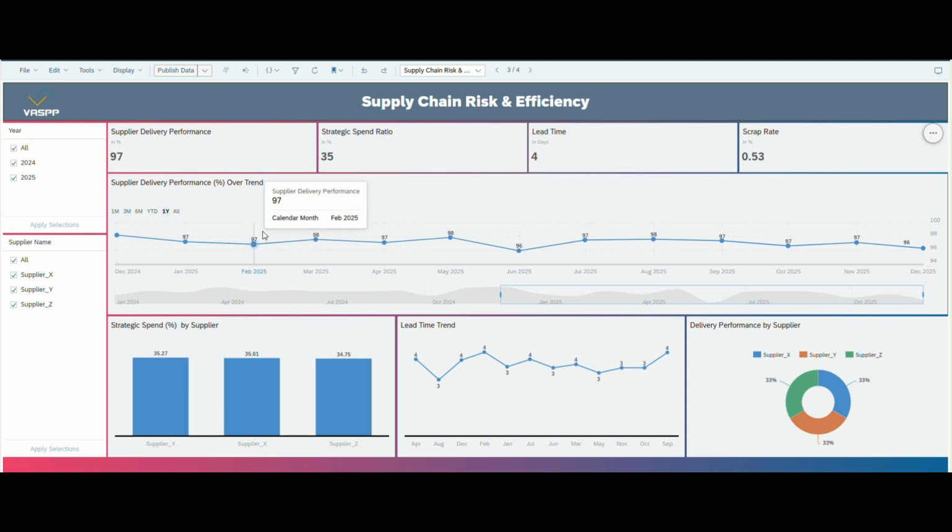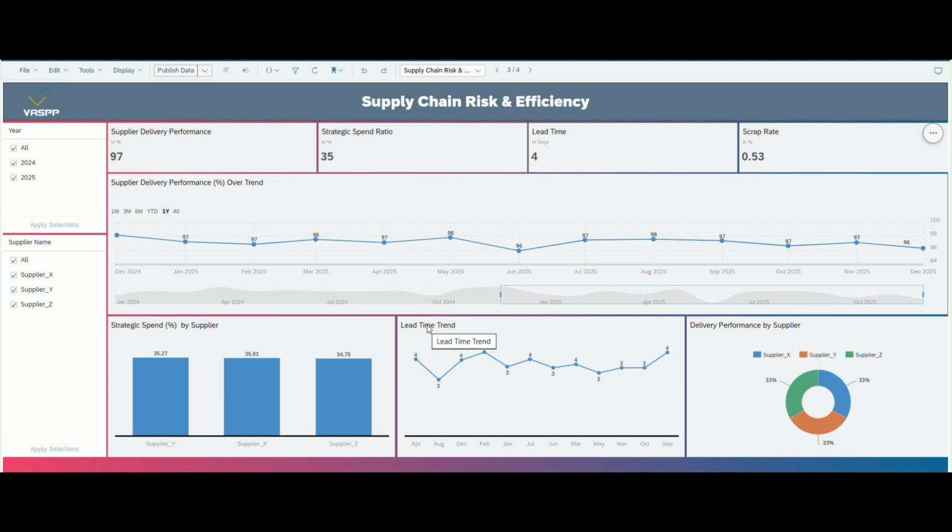The strategic spend by supplier chart further illustrates balance, with supplier X at 35.01%, supplier Y at 35.27%, and supplier Z at 34.75%. This even distribution avoids over-reliance on any one supplier and reinforces resilience in procurement strategy.